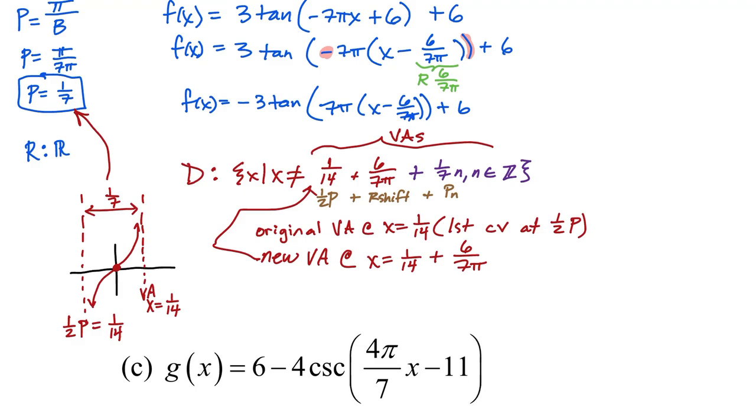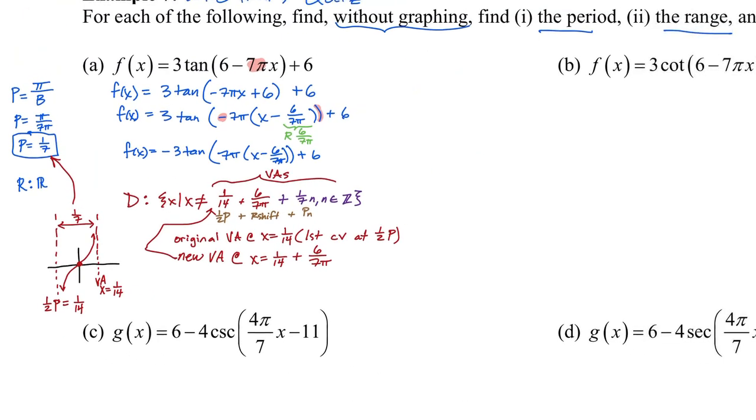You really understand tangent that well that you can do that. If you just memorize half period, right shift, period n, then you're not really thinking. And I can't memorize it anyway, so I don't know if that's how your brain works. But that's how you get the answer. Any questions on any of that? That was for tangent.